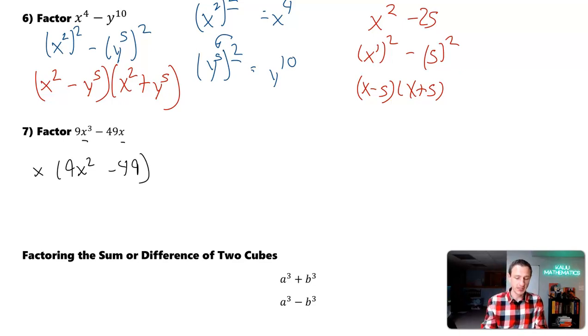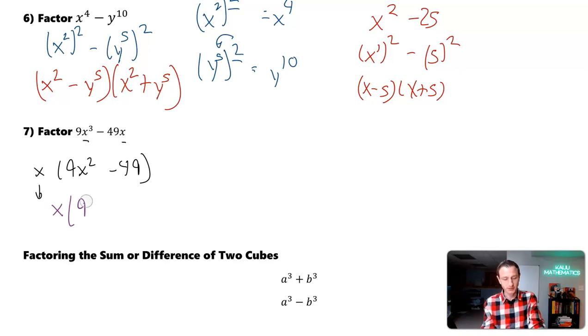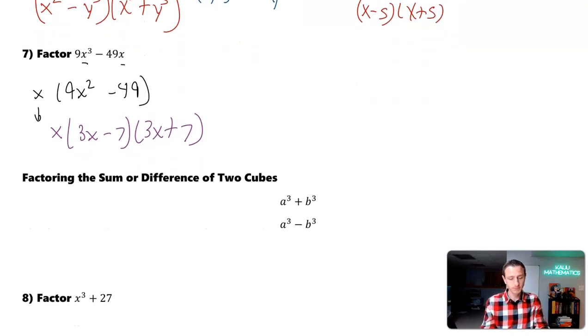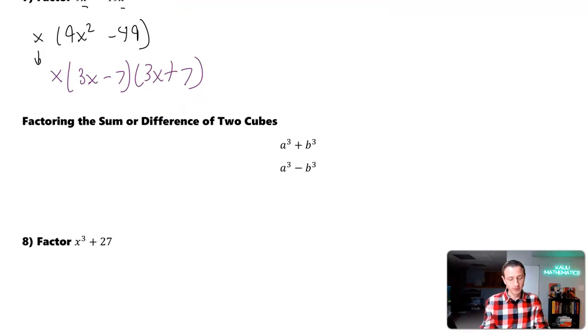Just like how I've been saying with taking out a GCF, make sure you tag along that GCF for the ride. That doesn't just disappear. So since I took out the x, now I have a difference of two squares. Because 9 is 3 times 3, x squared is x times x, and 49 is 7 times 7. So x times, I just wrote 9x, but it's 3x. 3x minus 7 times 3x plus 7. So that was the difference of two squares.